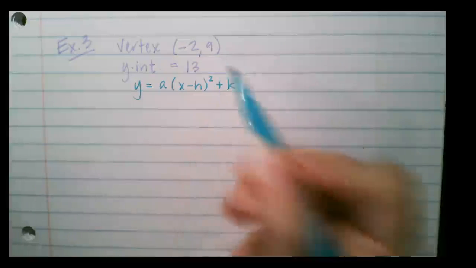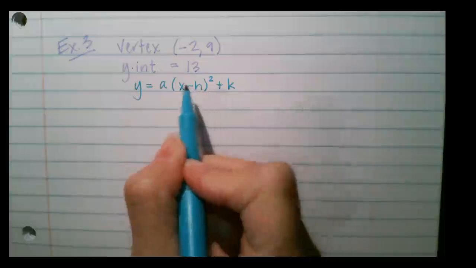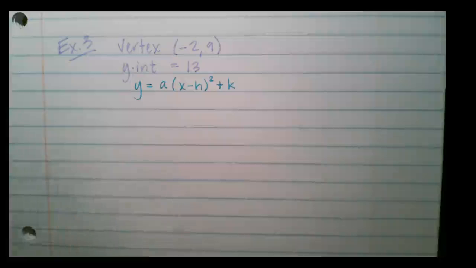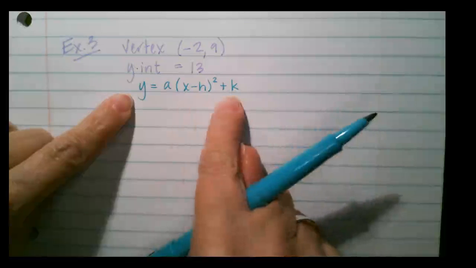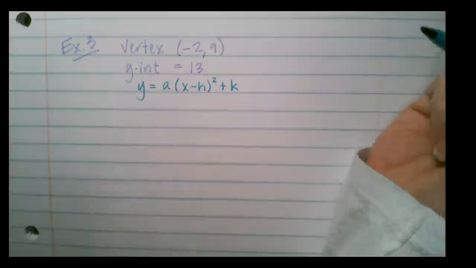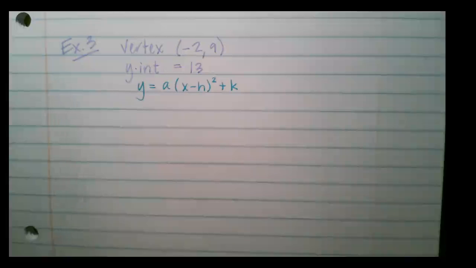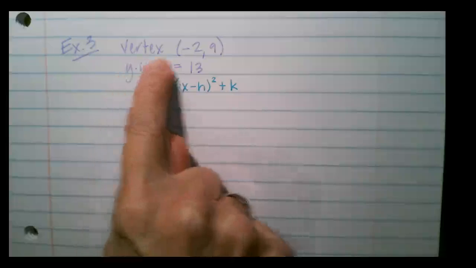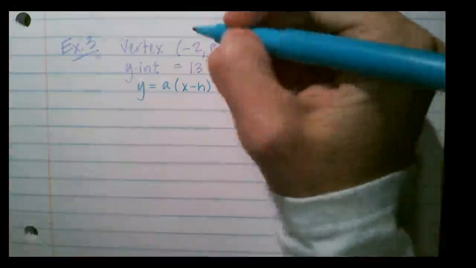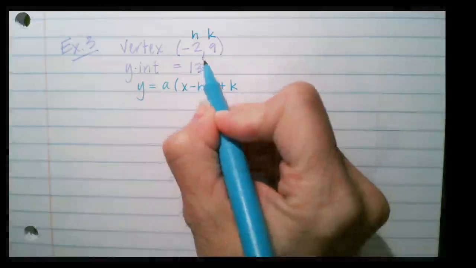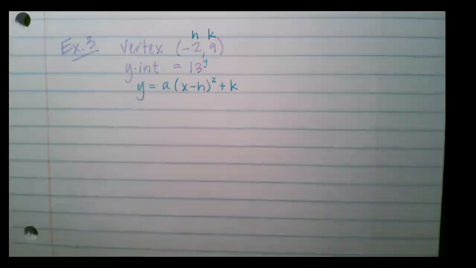And I know what the vertex is. But the problem here is that I have only given one other number, which is the y-intercept. So I have 5 variables here, but I've only been given 3 numbers. But really, I have been given 4. So I'm going to give you time to think for a split second. There's valuable information right here. I know the vertex is the h and the k, so I'm going to go ahead and label that. And I know that this is the y-intercept, which would make sense that it would be the y.